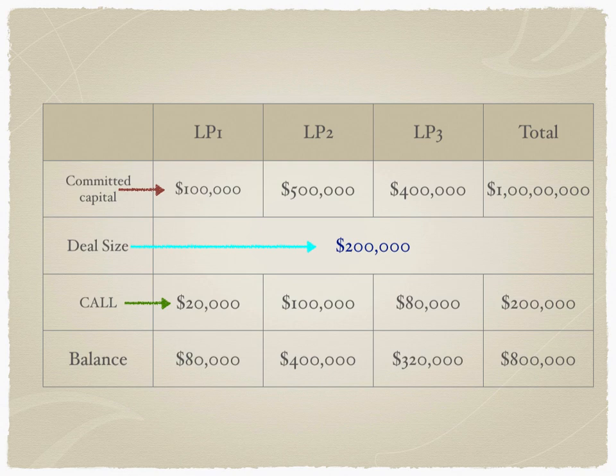Similarly, LP2 will contribute about half of the total contribution. So out of $200,000, the call will be made of $100,000 to LP2. And the third and final call will be made to LP3 of $80,000, again 40% of the total contributed capital. Thus, different call amounts go to different LPs as per their investor allocation principles mentioned in the LP agreement. The total capital that is called now is $200,000. This leaves a balance of about $800,000 prorated according to $80,000 for LP1, $400,000 for LP2, and $320,000 for LP3. This system is called the pro rata system of allocation.